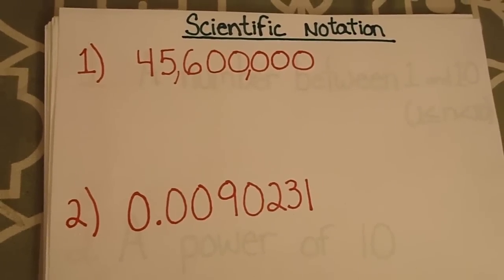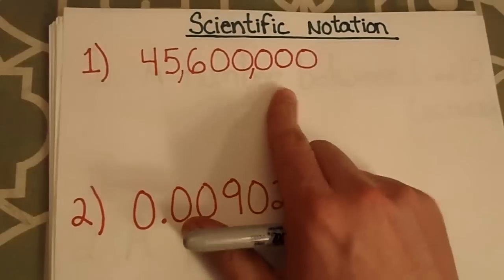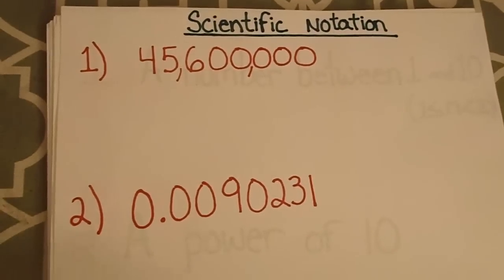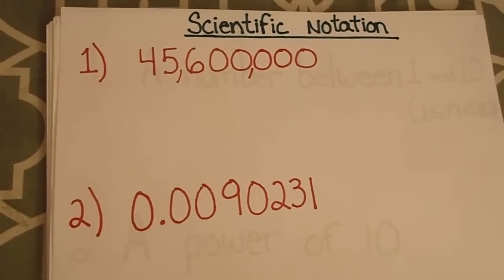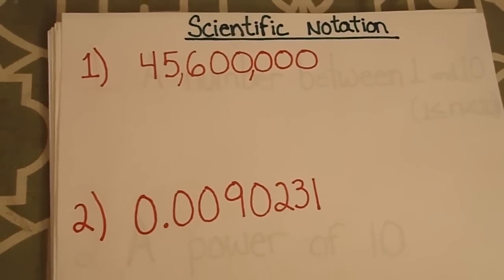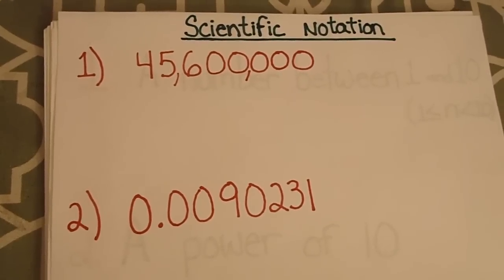And so in order to do that, scientists said we can't necessarily always use numbers like this to be able to use and to calculate with. We need to come up with another way to represent these numbers. And so they came up with scientific notation.